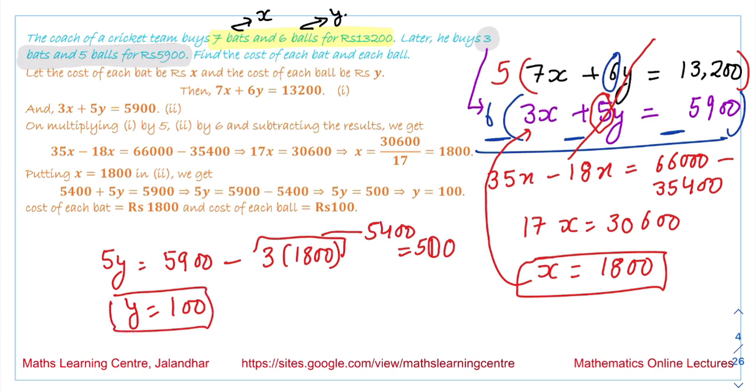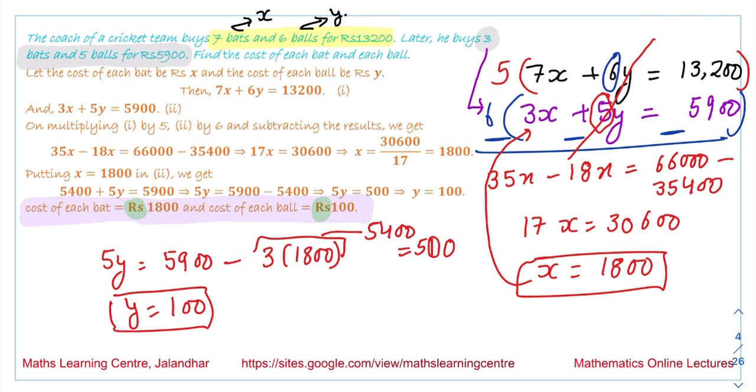So the final answer we get: the cost of each bat is x, that is 1800, and the cost of each ball is y, that is 100 rupees. Mentioning this rupees is important over here. Whenever you write the answer, you must write the units. The units are very important to write.